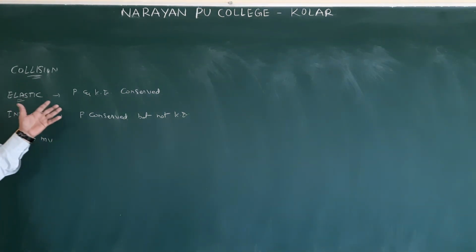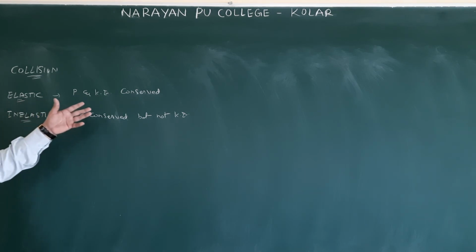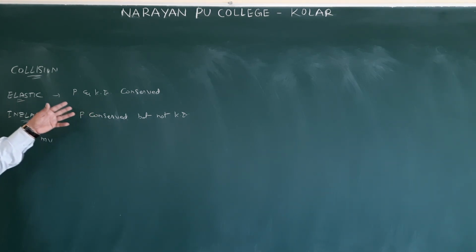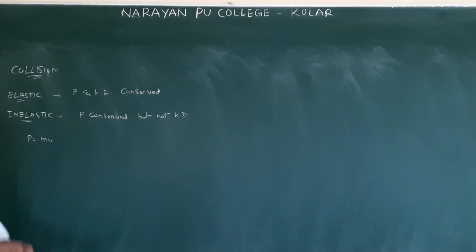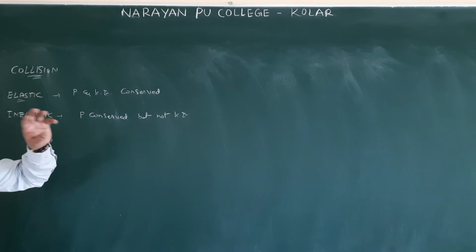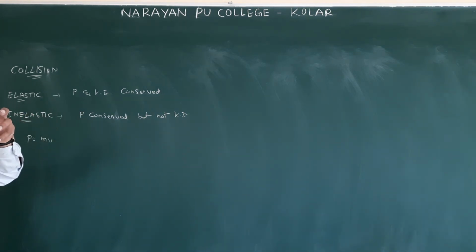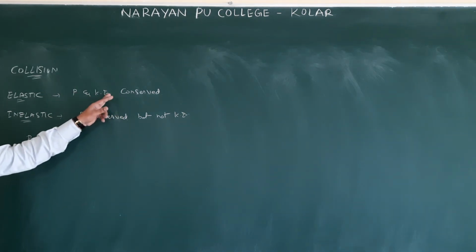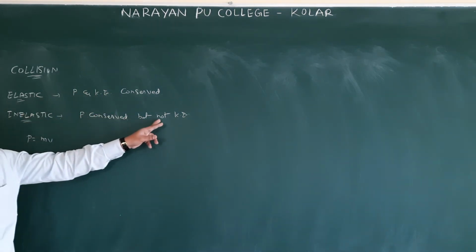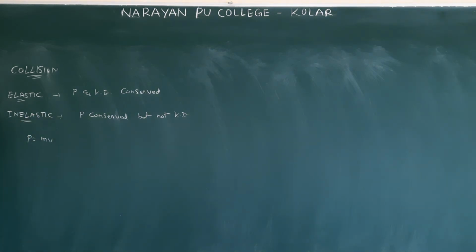Where does it happen? Elastic collisions occur among fundamental particles, electrons, protons. Inelastic means after getting embedded, both move with the same velocity. If a bullet is fired from one place and lodges in a wooden block, that collision we call an inelastic collision. In both collisions momentum is conserved, but kinetic energy is conserved only in elastic collision, not in inelastic collision.